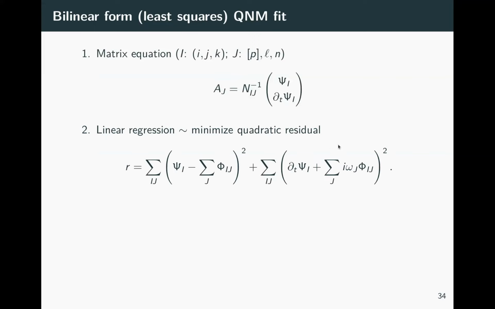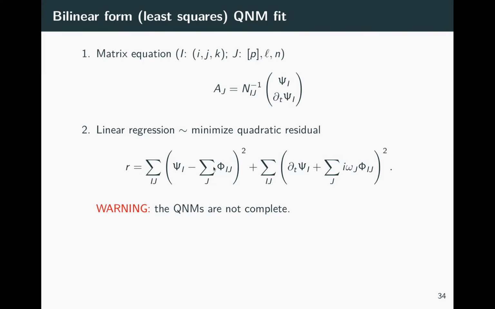You should think of this as least squares. This is a least squares fit. So you can think of this as minimizing some quadratic residual, where psi is your solution, and you want to minimize the residual, quadratic residual, where these are sums over QNMs. And I forgot the amplitude. There should be an A here too, but okay. So you can think of it as a least squares.